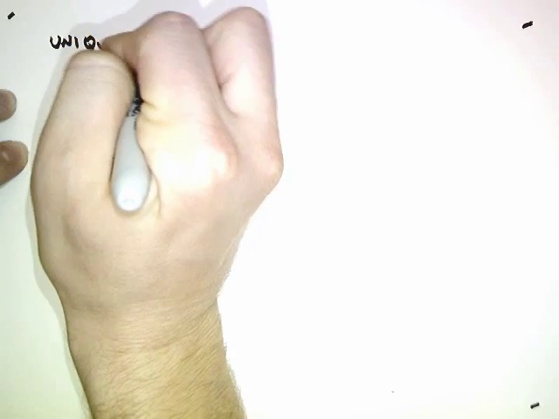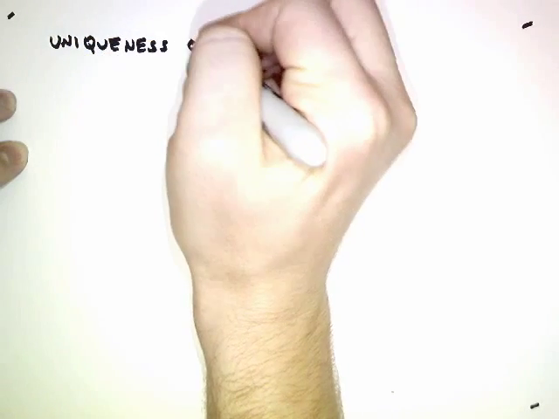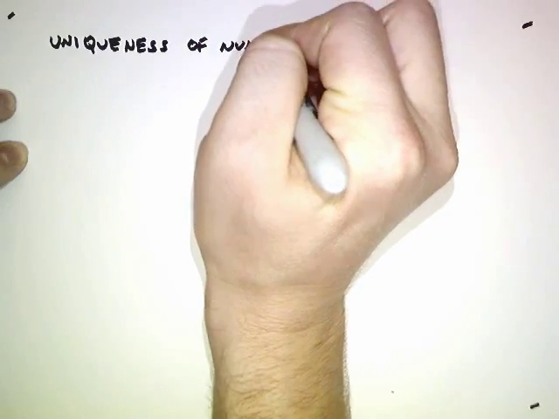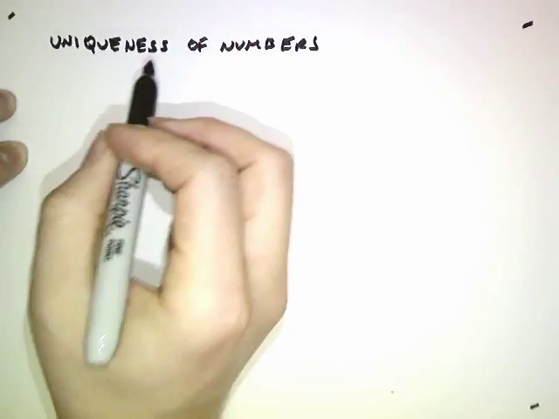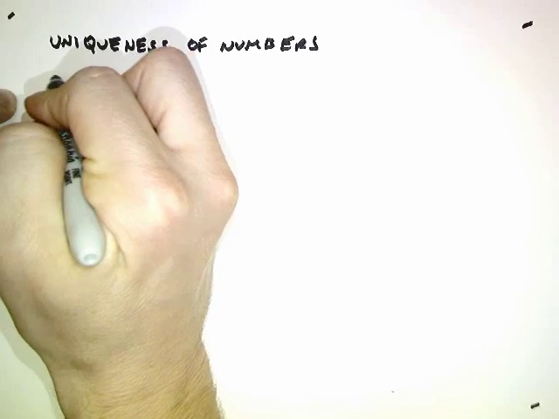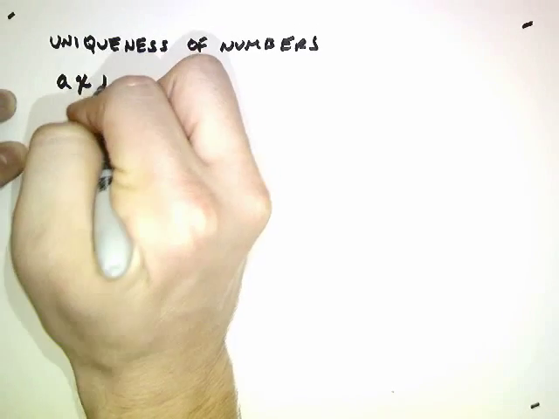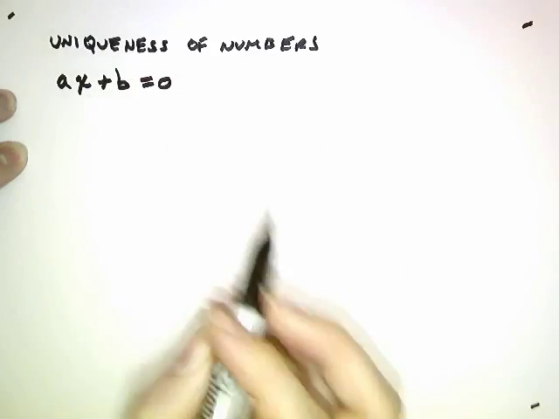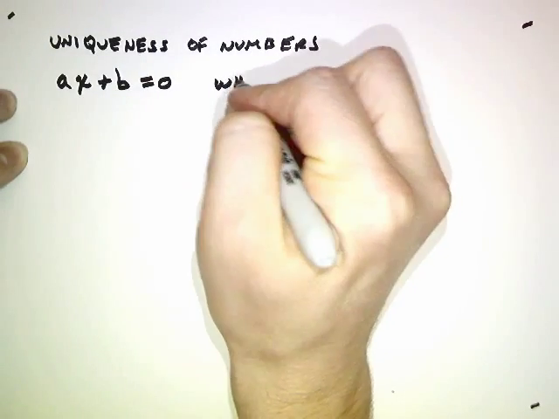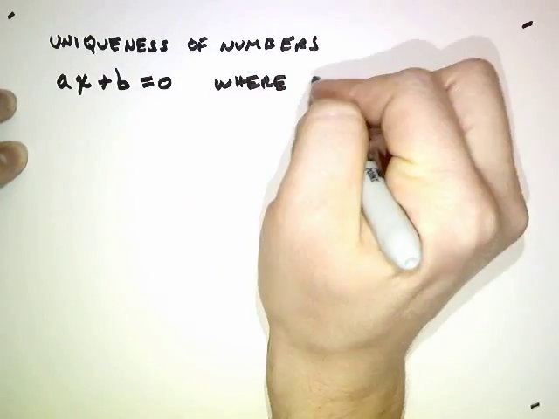Frequently, it's useful to prove uniqueness of a particular value or number. For example, let's assume that I have the equation ax + b = 0, where a is non-zero.